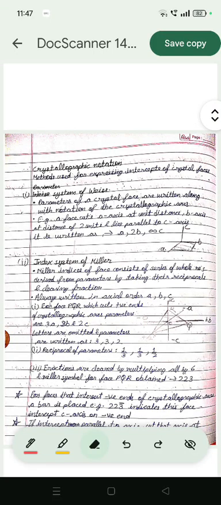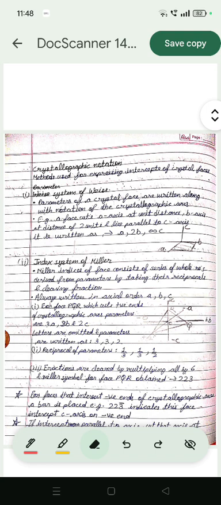Crystallographic notation. These are the methods used for expressing intercepts of a crystal face, and they show the relation between the crystal faces and the crystallographic axes. And any point where crystal faces cut the crystallographic axes are the intercepts.